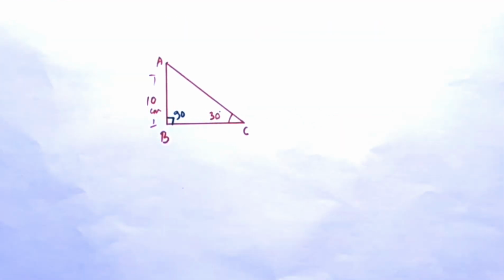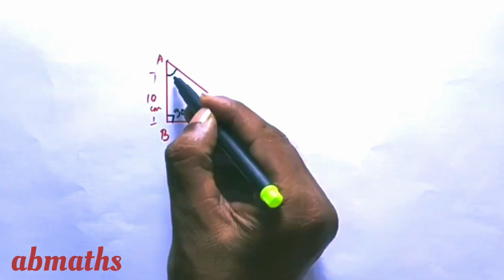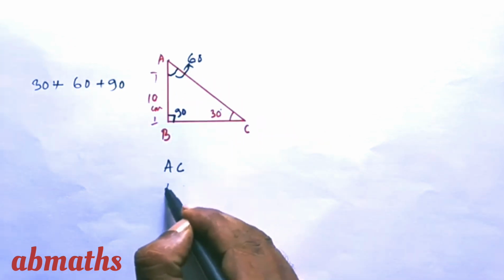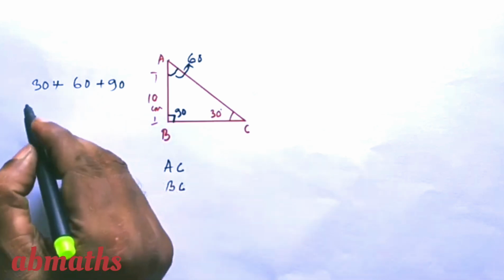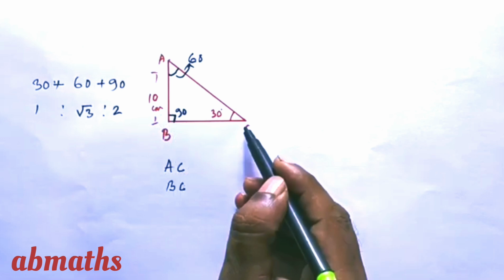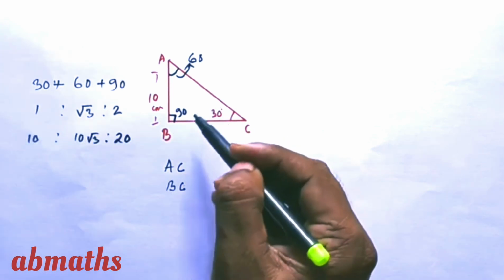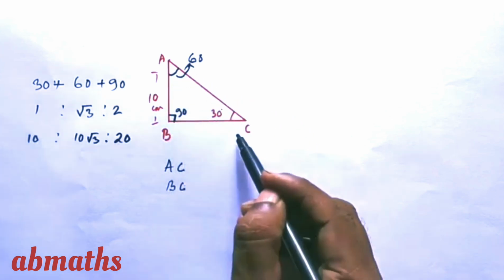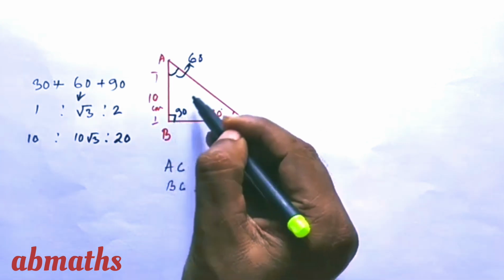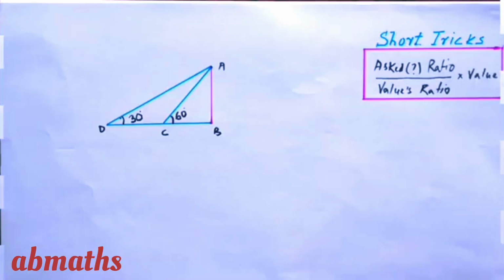In a right triangle ABC, we are given angle B is equal to 90 degrees and angle C is 30 degrees. So this must be 60 degrees. We have to find out AC and we have to find out BC. So how to find out? We have the side ratio 1 : √3 : 2. So the side opposite to C is 10. So we will write 10 here, then 10√3. Opposite to the angle of 60 degrees is BC, so BC is 10√3, which is our answer. Opposite to 90 degrees is AC, so 20 centimeters is our answer. It's very simple to calculate.